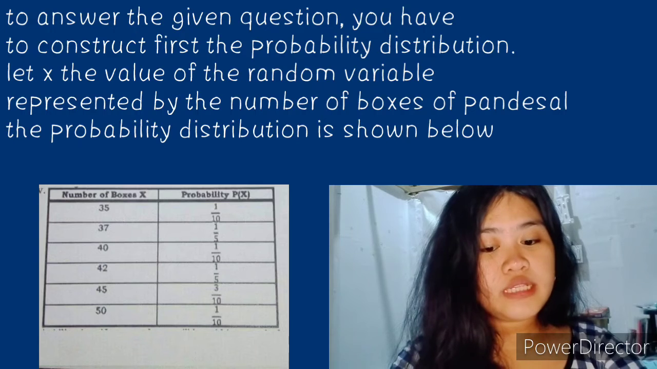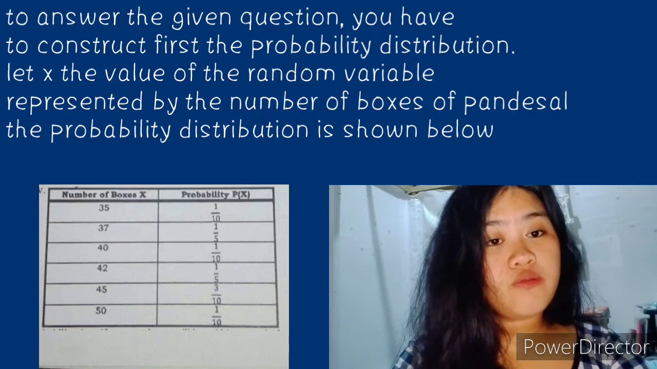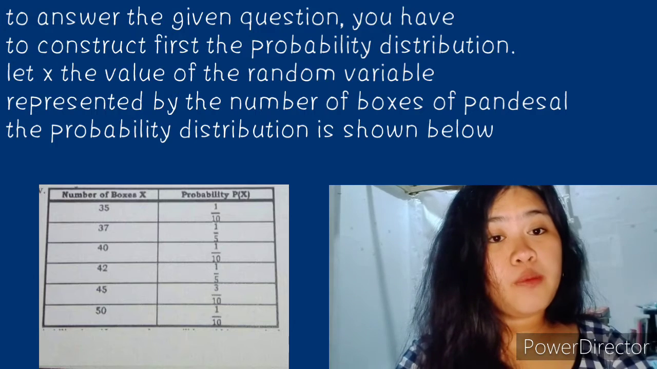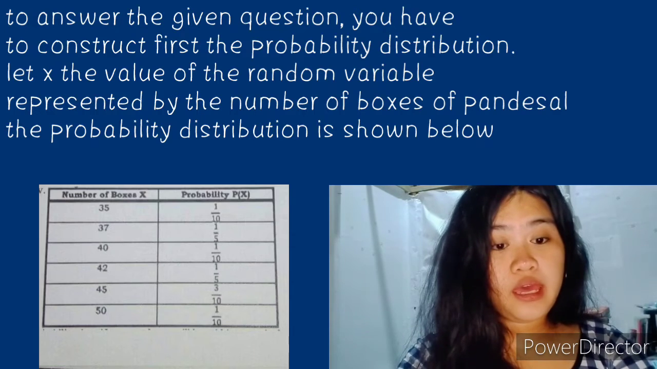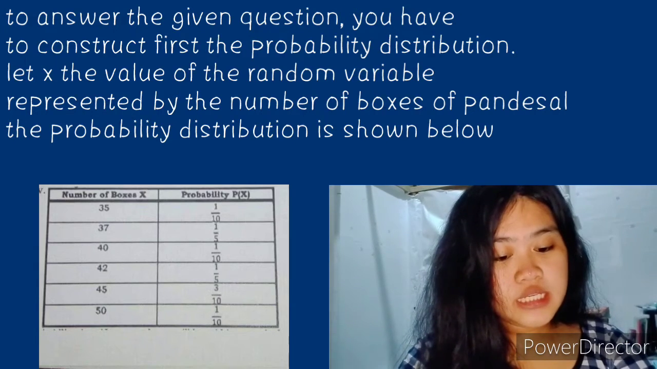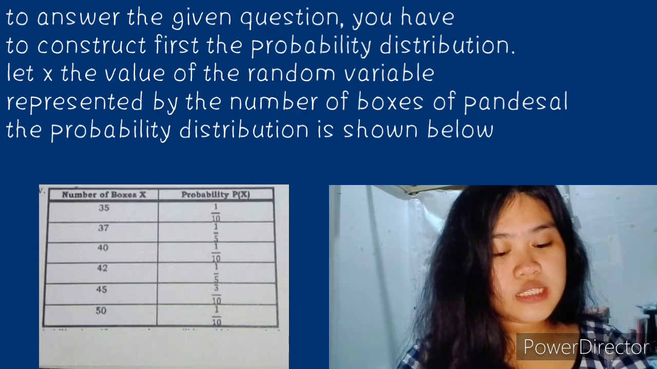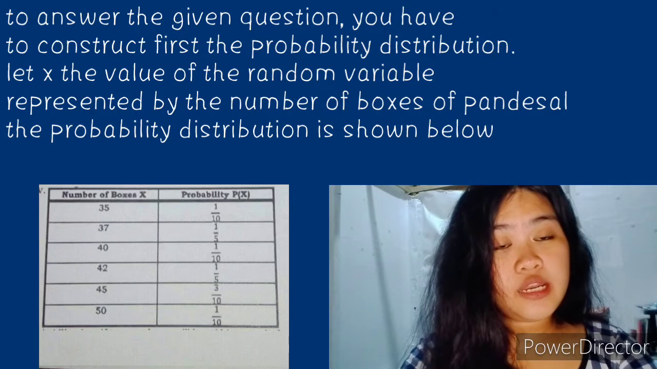To answer the given questions, you have to construct first the probability distribution. Let X be the value of the random variable represented by the number of boxes of pandesal, with the probability distribution as shown below. The number of boxes, or X, is 35, 37, 40, 42, 45, and 50. It is just 6 numbers because some values are repeated in the 10 days. There are days that the same amount of boxes were delivered.